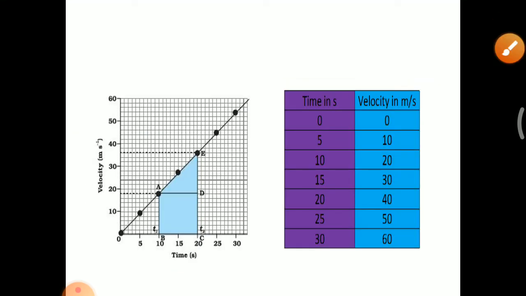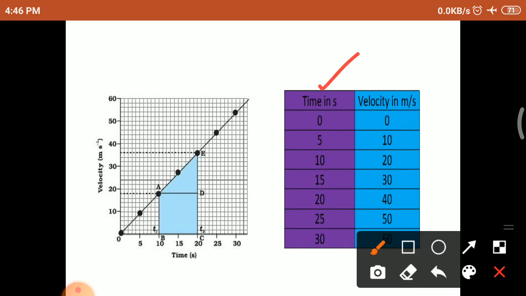The next one. Time in second, velocity in meter per second. See the values: when time is 0, the velocity is also 0. When time is 5 seconds, the velocity is 10. When time is 10 seconds, the velocity is 20. When time is 15 seconds, the velocity is 30. When time is 20 seconds, the velocity is 40. When time is 25, the velocity is 50. When the time is 30 seconds, the velocity is 60.